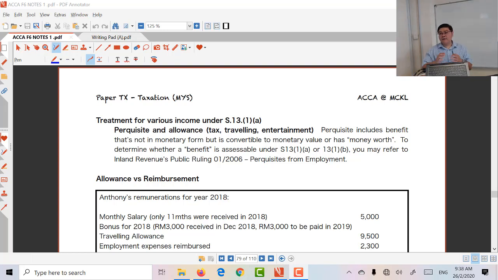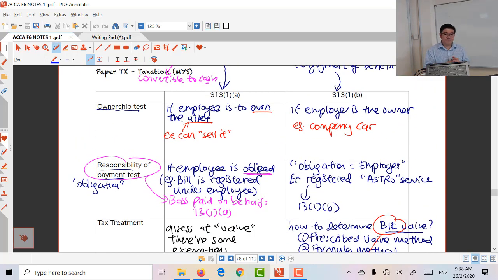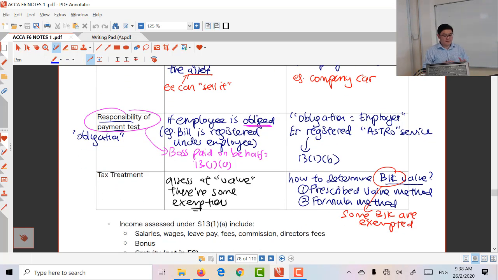Now, where did we stop the last time? We talked about how do you differentiate section 13.1A as well as section 13.1B. We looked through the two main tests. One is who is the owner of the asset? Because if the ownership is given to the staff, then you can sell it off and get the money. That's why it's 13.1A. But if you only have enjoyment, it means you don't own the asset. So by the time you resign, you don't take it with you. What you have is just the period that you can enjoy the asset. That's why it's not a form of money. We also talked about responsibility of payment.